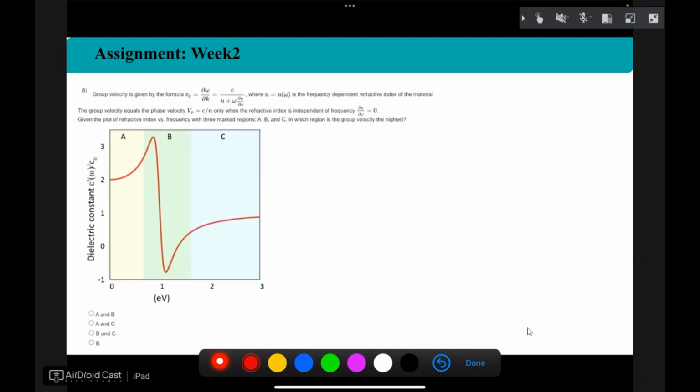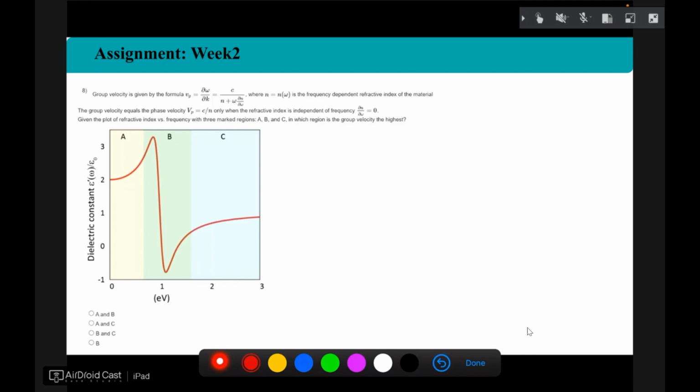Next question. Group velocity is given by the formula Vg equals delta omega by delta k, equals c by n plus omega delta n by delta omega. We know that the refractive index n is frequency dependent, and the group velocity will be equal to the phase velocity, c by n, only when the refractive index is independent of frequency. We can also see from this formula that when delta n by delta omega is 0, Vg is equal to c by n, that is our phase velocity.